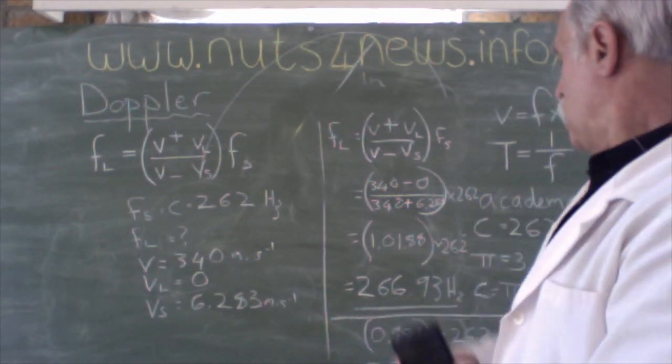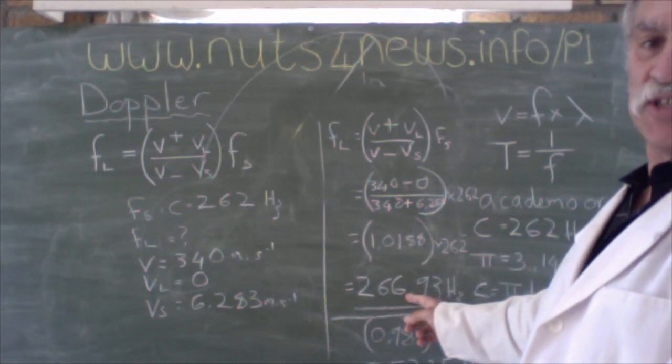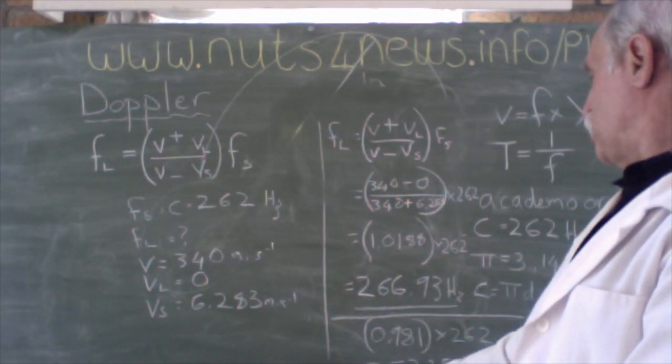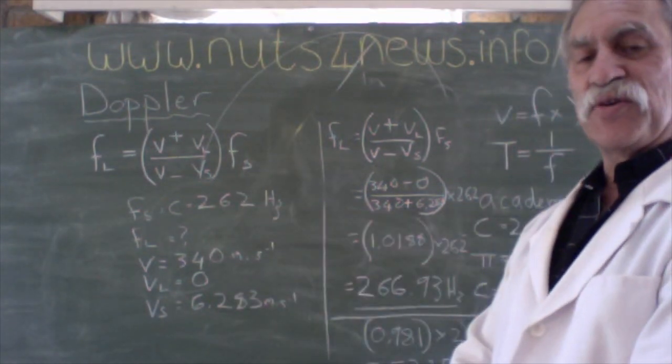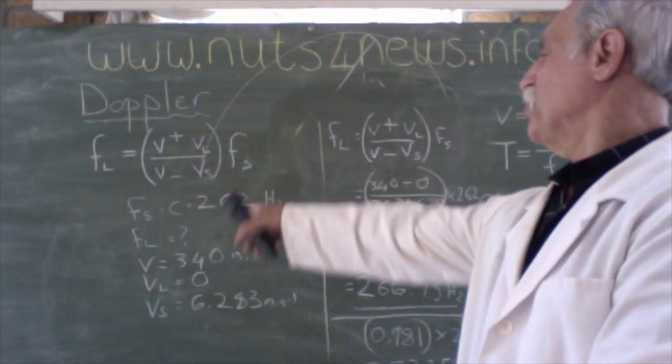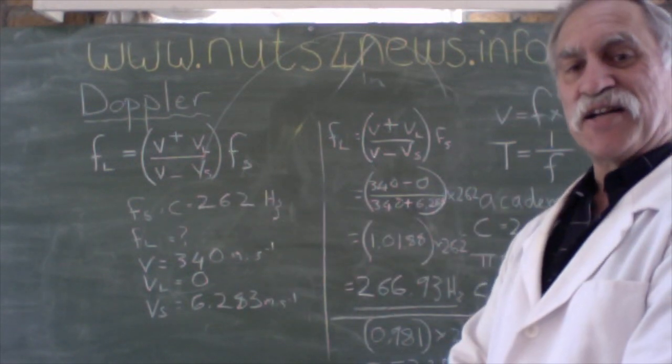So there's higher frequency when it's towards us, lower frequency when it's away from us, and when it's right next to us or it's not moving at all, we hear middle C. So how nice is Doppler?